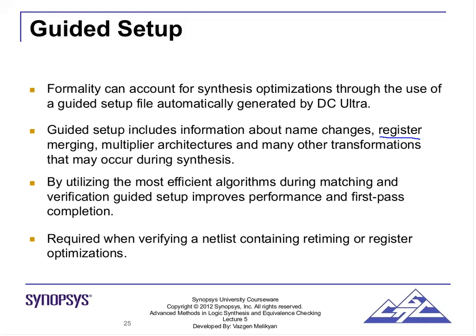Such cases are very difficult. If you do not give any guidance to Formality, they are difficult to verify, because the compare points now have different logic cones. RTL has a different logic cone, the netlist has a different logic cone. So for these transformations, Compile Ultra will write something about them in the SVF file. This way, based on the guided setup, Formality can use the most efficient algorithms during matching and verification, and it improves performance. Over and above that, it reduces the headache of debugging such complex failures.